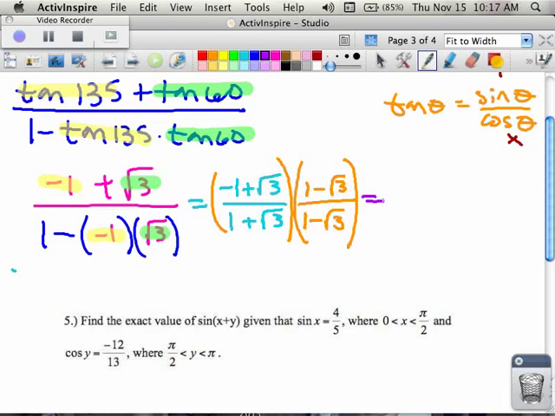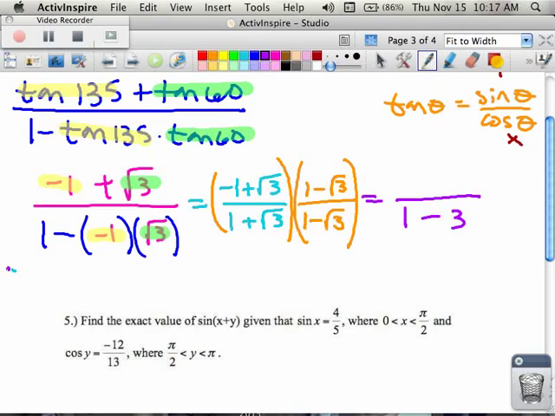The reason that you do that is because the denominator here now becomes 1 times 1, which is 1, minus square root of 3 times square root of 3, which is just 3. So that was kind of the whole purpose of multiplying by the conjugate. There are no more radicals on the bottom, the denominator.